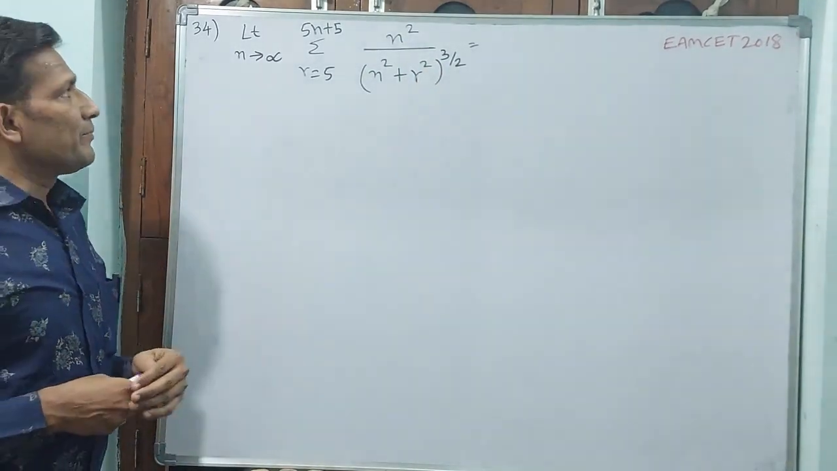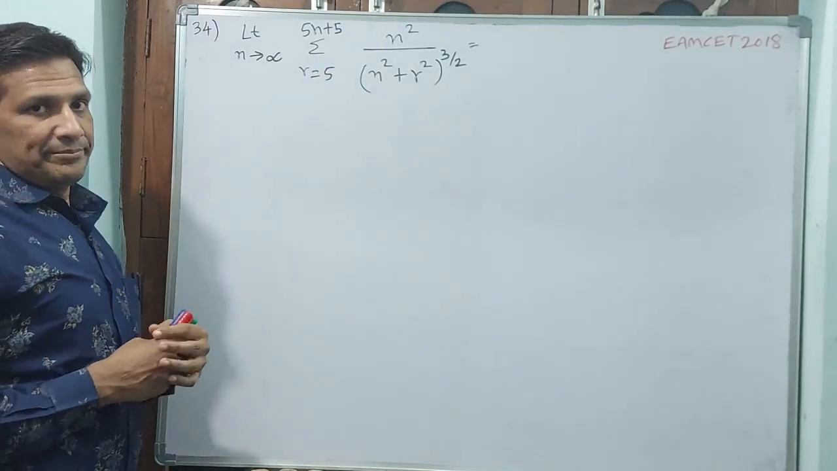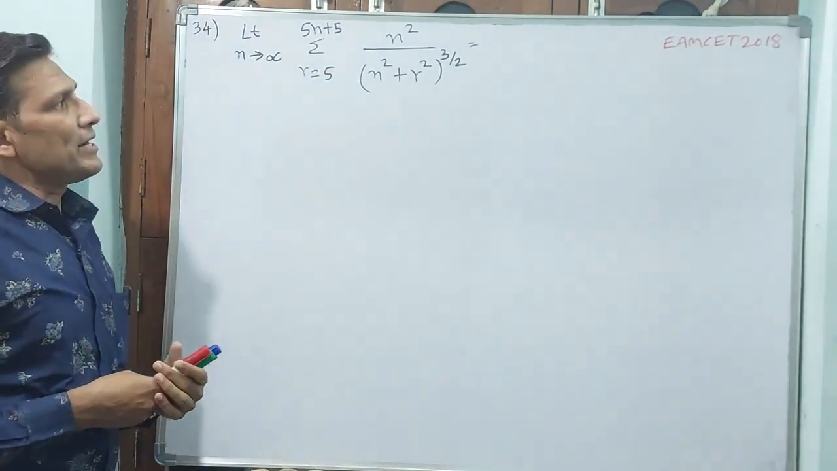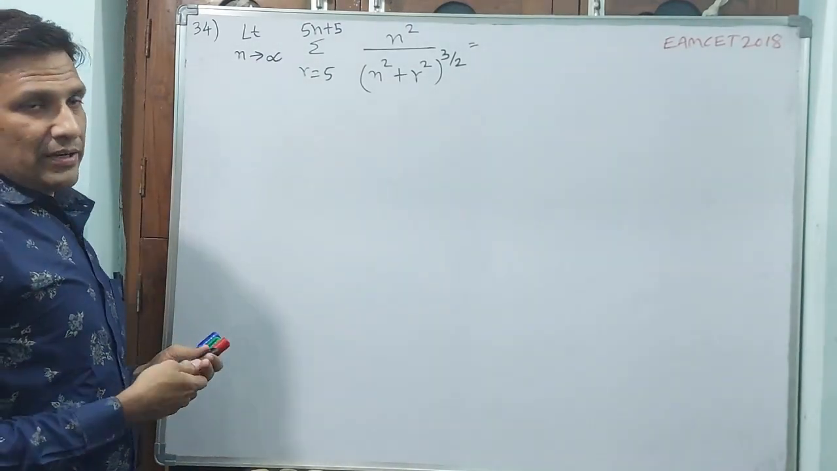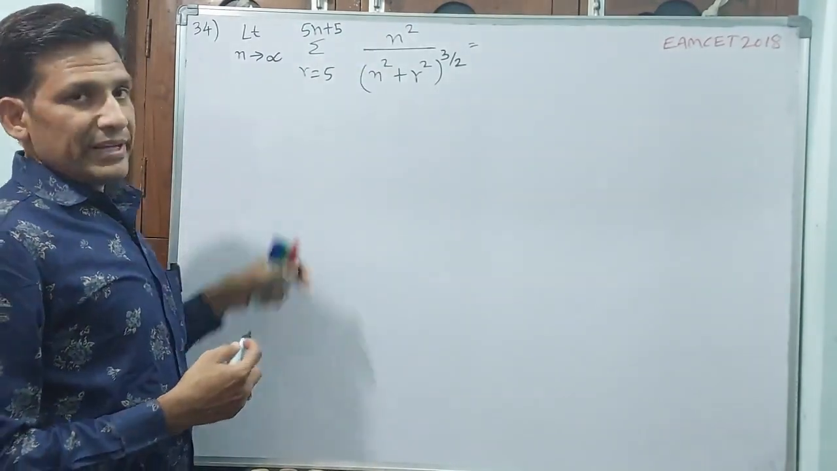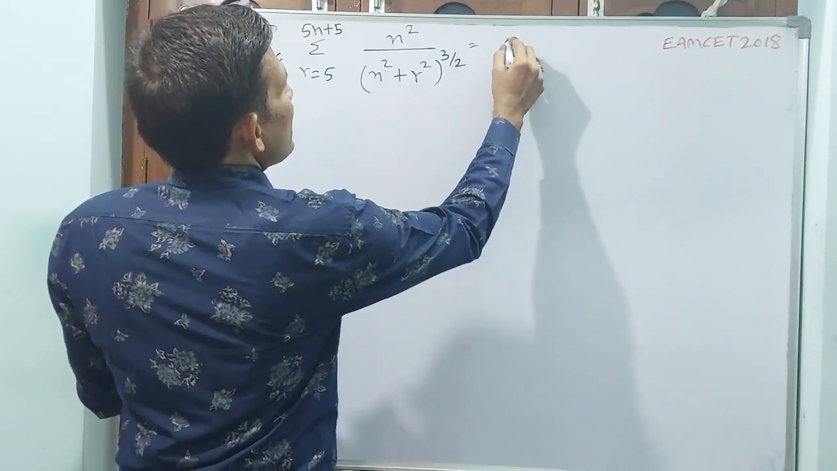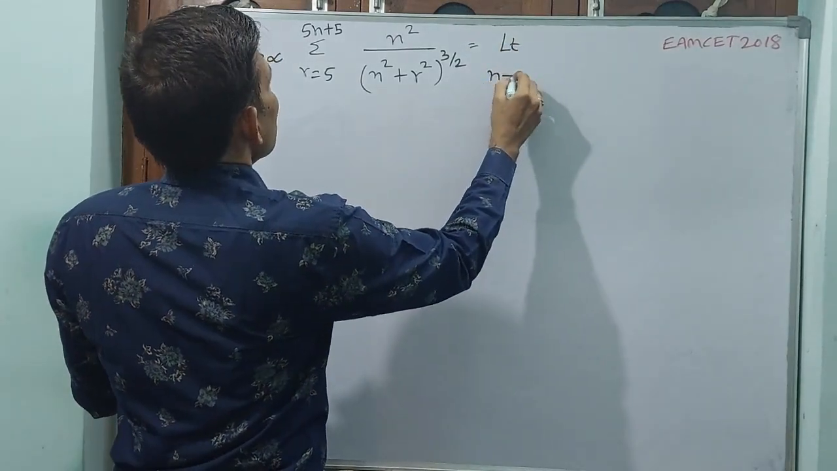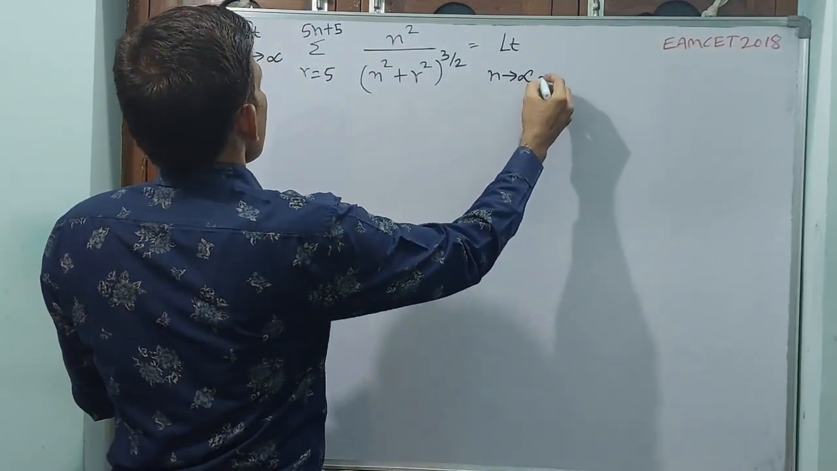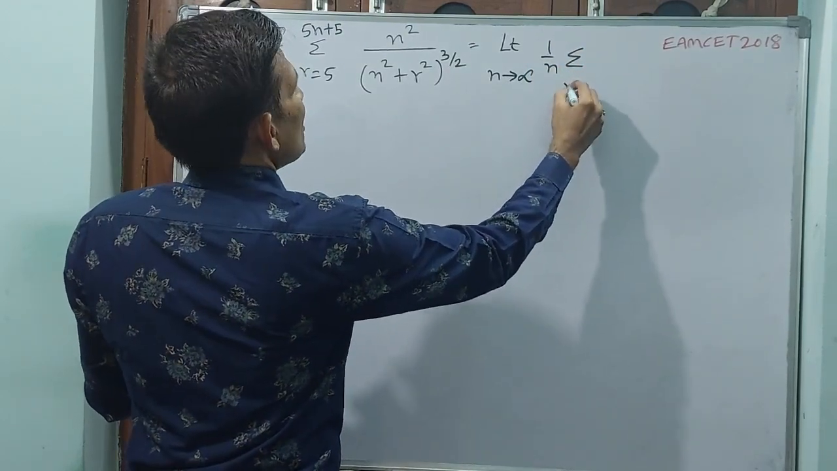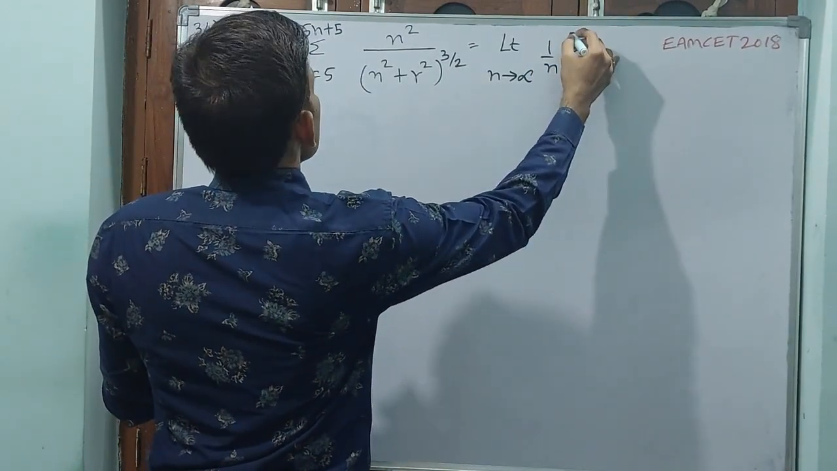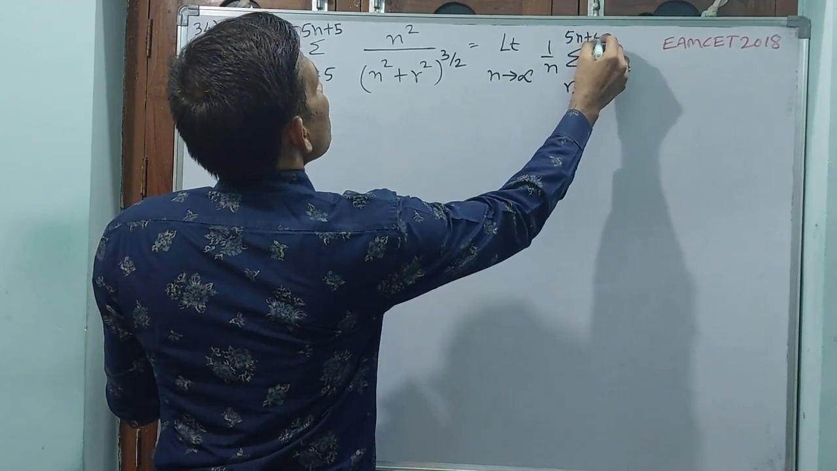Carefully, if you observe, here 1 by n is not there. 1 by n they have not given. See what I am doing now. I am bringing 1 by n. That means I am taking common 1 by n. Limit n tends to infinity, 1 by n, sigma r equals 5 to 5n plus 5.